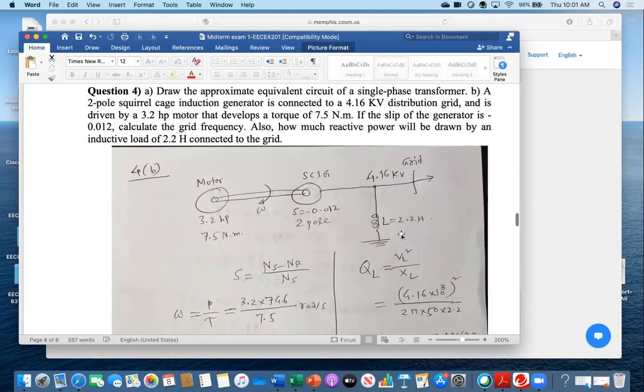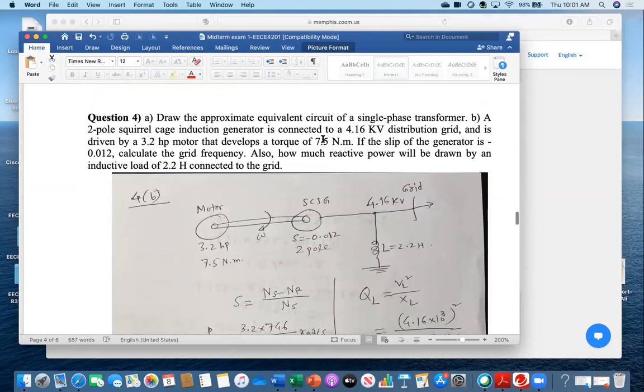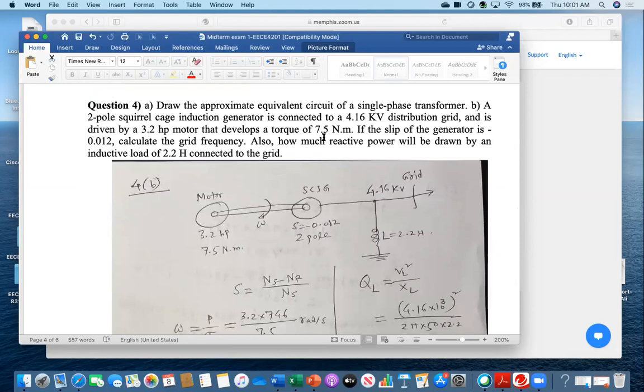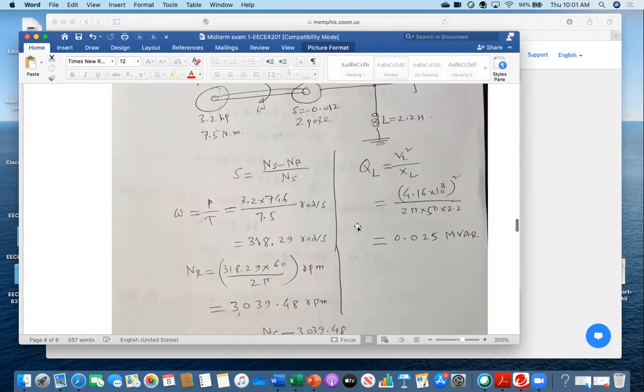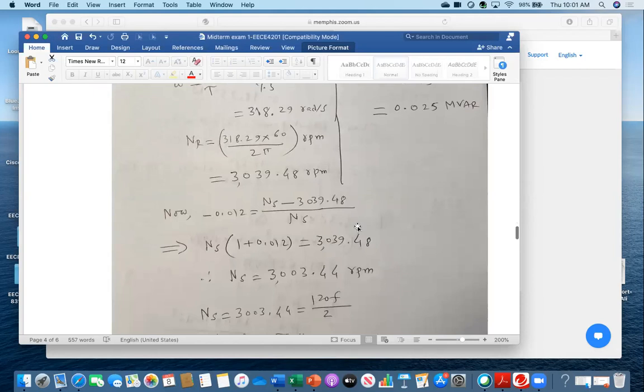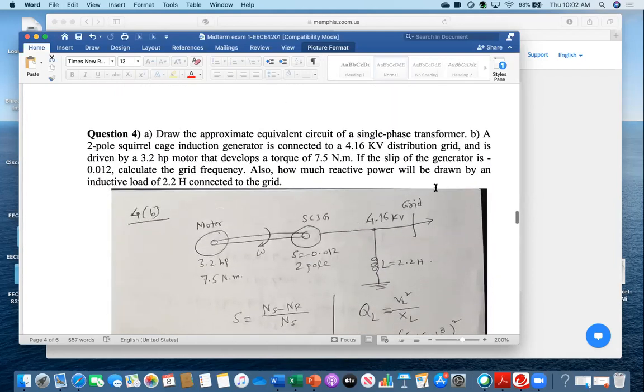Question number 4: Draw the approximate equivalent circuit of a single phase transformer. Most of you have drawn this properly, although in one or two cases, you did not show either the primary or the mutual flux, but in most cases, you have done this properly. For the numerical problem, again, in most cases you have done properly, but in some cases, there are some mistakes. Let me go over it. So once again, everybody see.